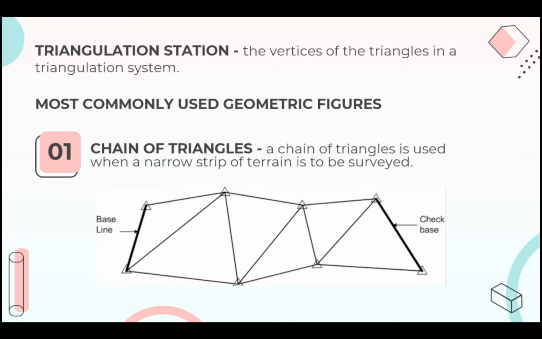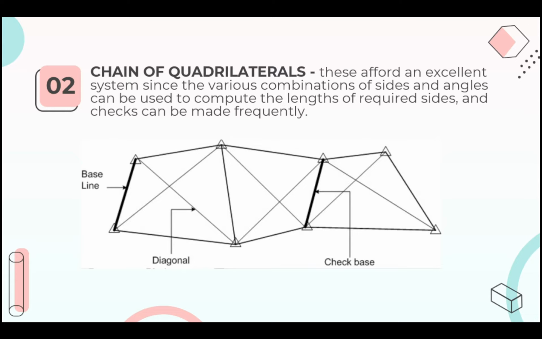There are different geometric figure arrangements used to form the triangulation systems. The first one is chain of triangles, which is used when a narrow strip of terrain is to be surveyed. It involves a minimum of angular measurements and calculations for the amount of area covered. The next one is chain of quadrilaterals, which is the most commonly used triangulation system. This affords an excellent system since the various combinations of sides and angles can be used to compute the lengths of required sides, and checks can be made frequently.